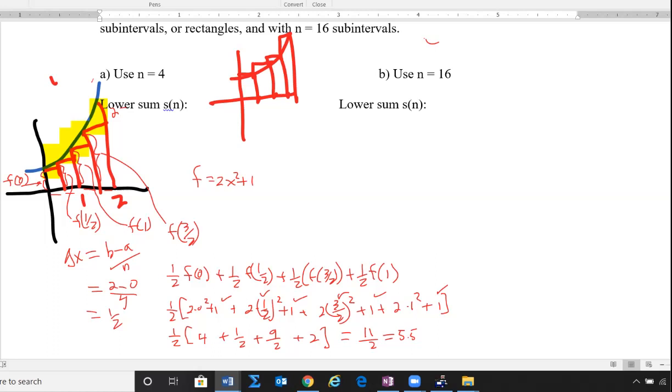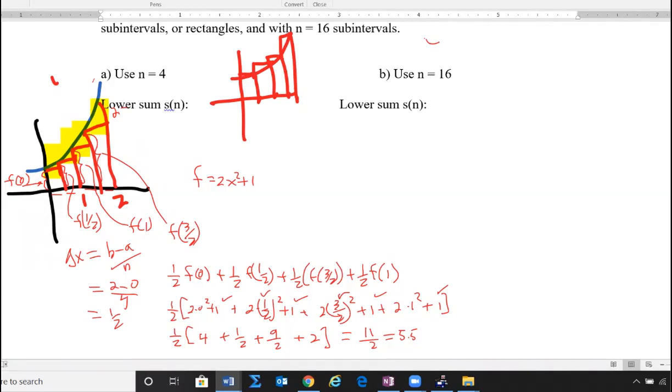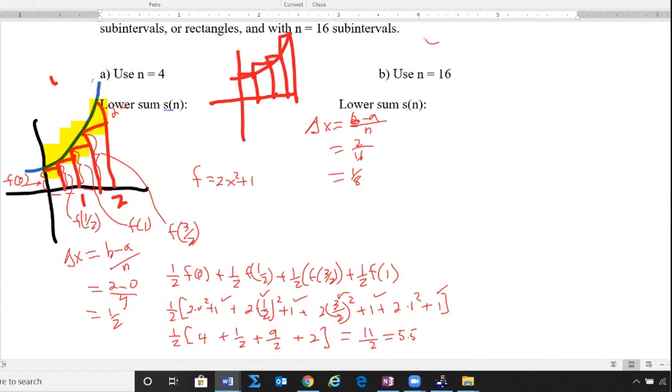But when you've got 16, you might want to enlist the help of your TI and try to set this up systematically like so. We can see this time our delta x will be 2, well, b minus a over n, which is 2 over 16, which is an eighth. Okay, so it changes by 1/8.